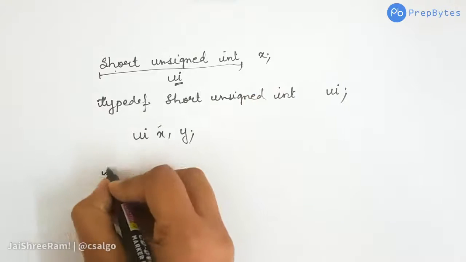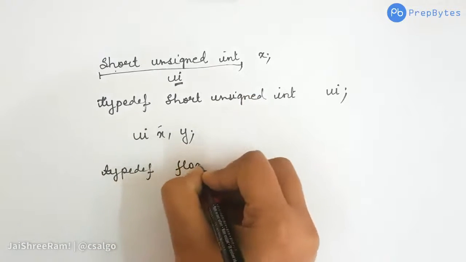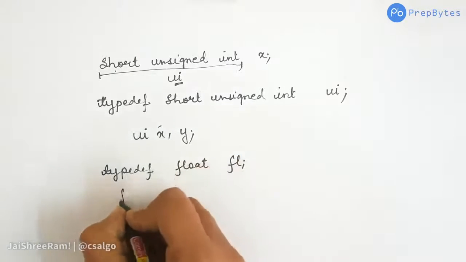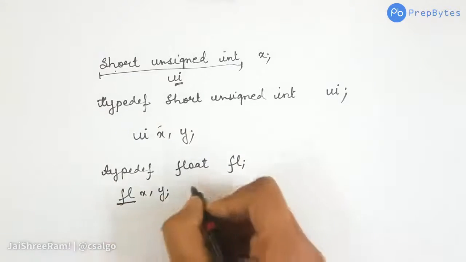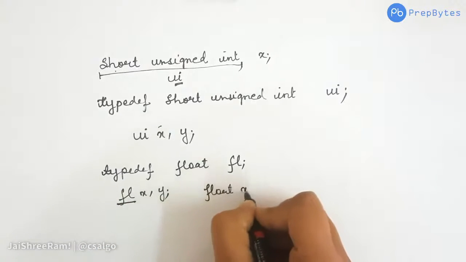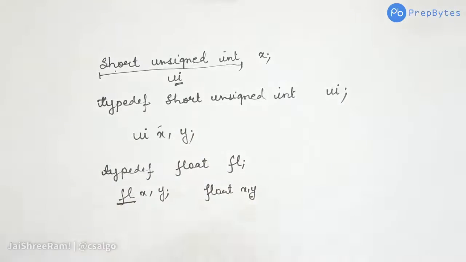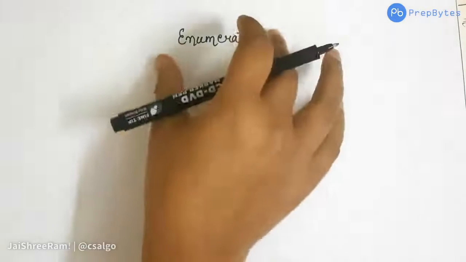Another example could be, let's say, we write typedef float fl. So in my code I can simply write fl x, y. So whenever I'm using fl, that is equivalent to float x, y. We use typedef quite a lot when we talk about structures. So this was all about typedef. Now let's go on to another user-defined data type called enumerations.